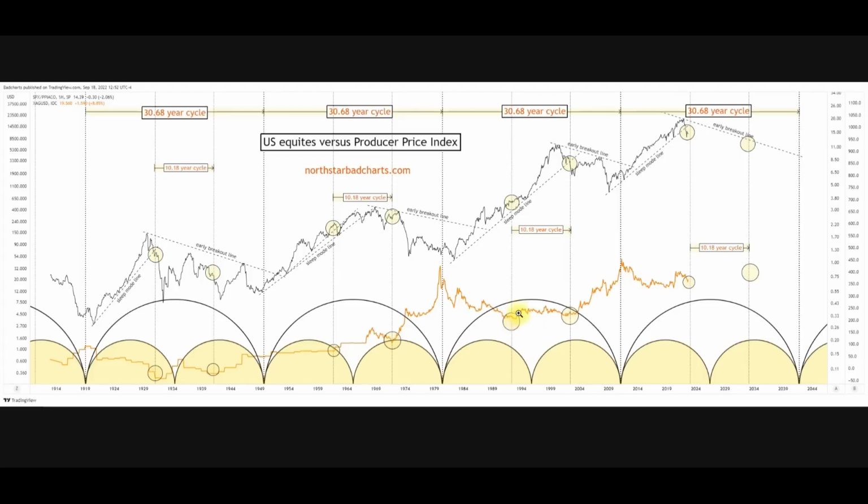After that, SPX had another strong up leg. And then after that, it peaked right here, pretty much at the center of that 15-year cycle.